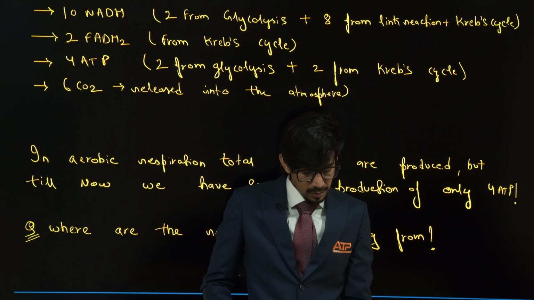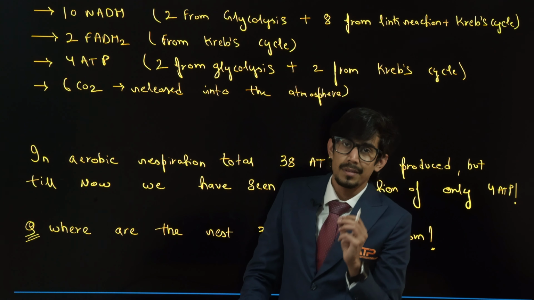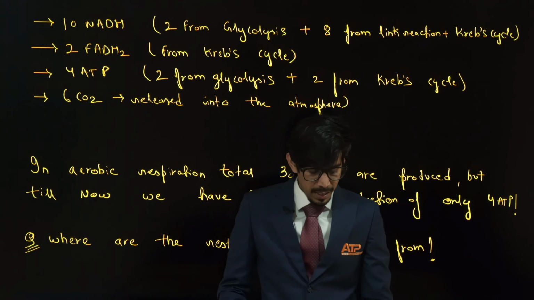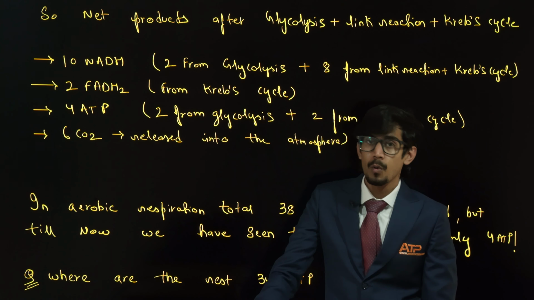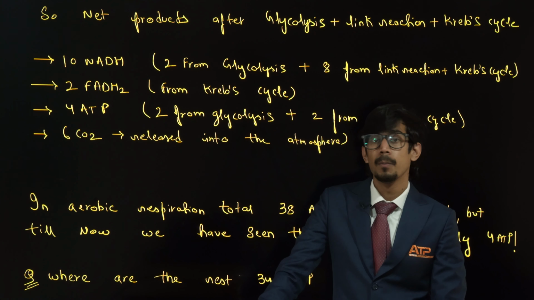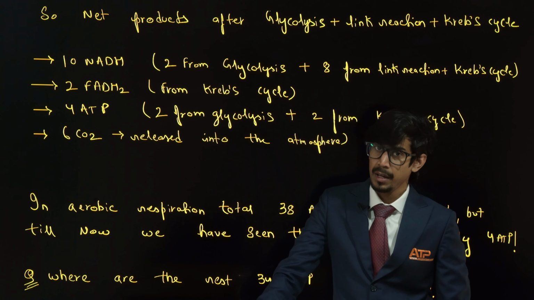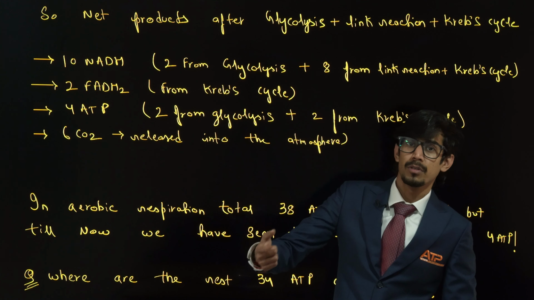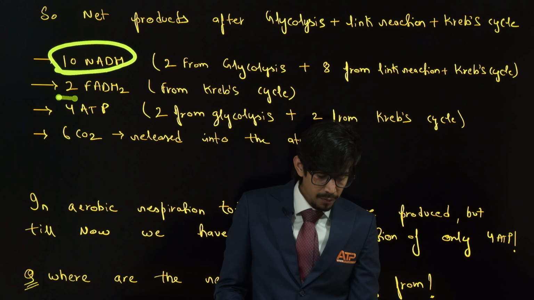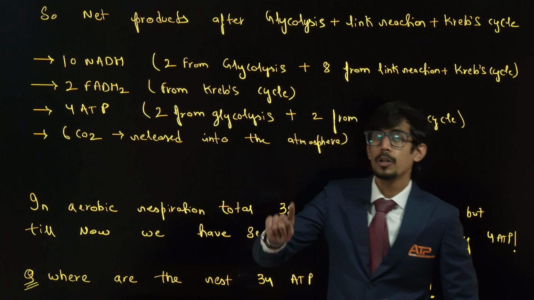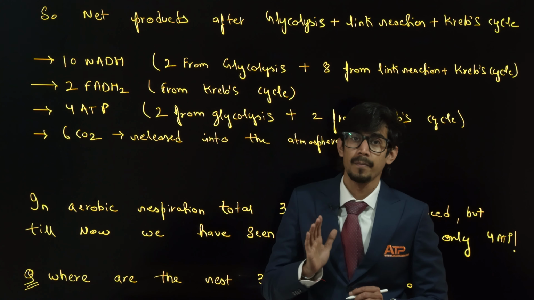So these ATP are going to come from the electron transport system. See, these NADH and FADH2 that we have gotten here, they have a role to play, and they have a very important role to play. And their role is in the ETS. So in the ETS, that is electron transport system video, I will talk about how these 10 NADH and 2 FADH2 that we have gotten till now are going to help in the production of the rest 34 ATPs.